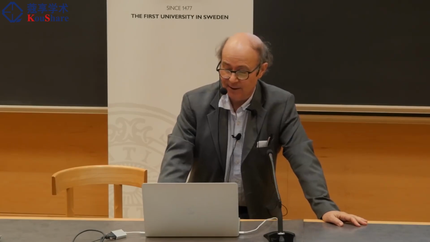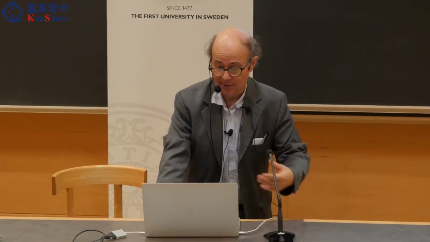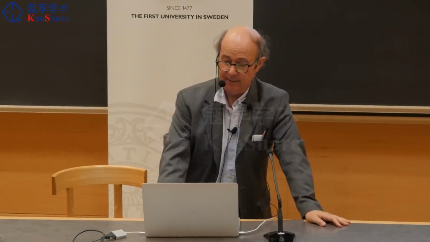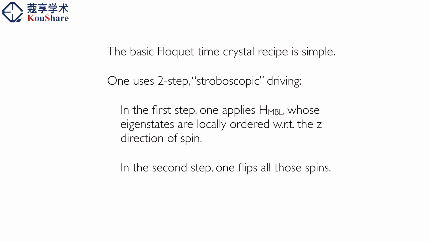In the first step, so for the first block of time, you apply what I'll call H sub MBL. MBL stands for many-body localization, and it's a certain kind of Hamiltonian that has very interesting properties, which I'll come to. Its eigenstates are locally ordered with respect to the z direction of spin. It's a Hamiltonian that incorporates these ingredients of ferromagnetic interaction and disorder that I intuitively indicated were what you need to get a time crystal. And then secondly, in the second step, you apply the pi pulse, flipping all those spins.